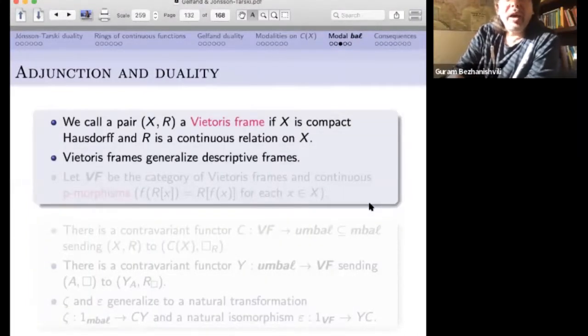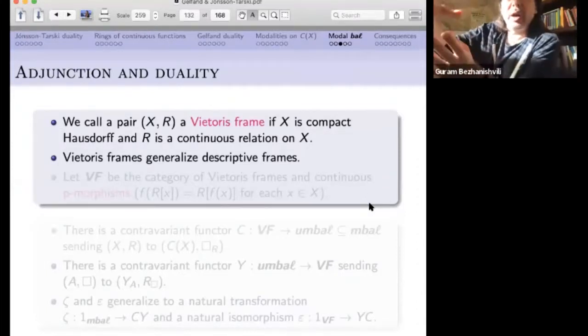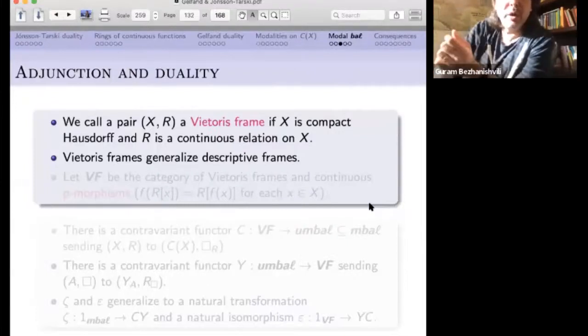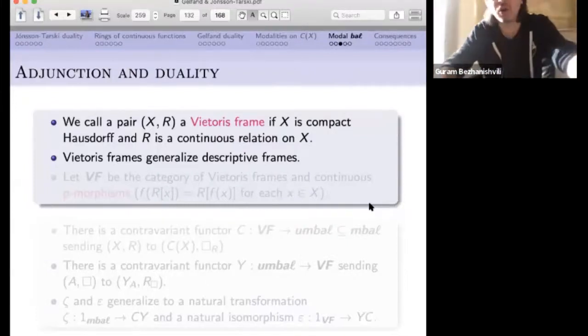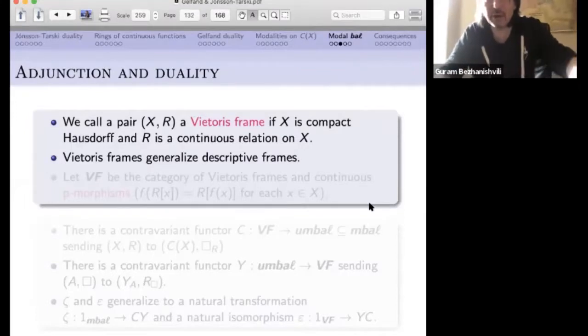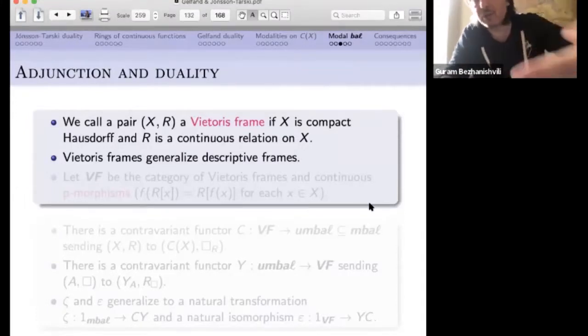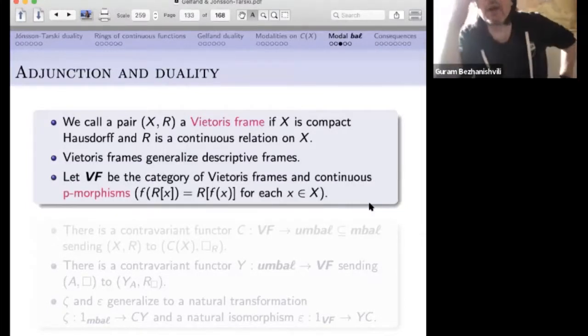And so now what we have is a generalization of descriptive frames, right? Descriptive frames are Stone spaces with continuous relations. What we have now is, instead of Stone spaces, compact Hausdorff spaces with continuous relations. I call this a Vietoris frame because I don't have a better name for it, but somehow this is related to the Vietoris construction. So Vietoris frames generalize these descriptive frames.